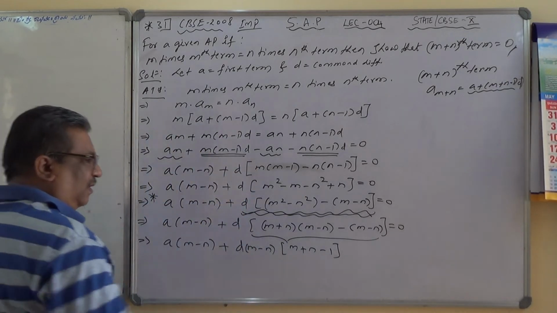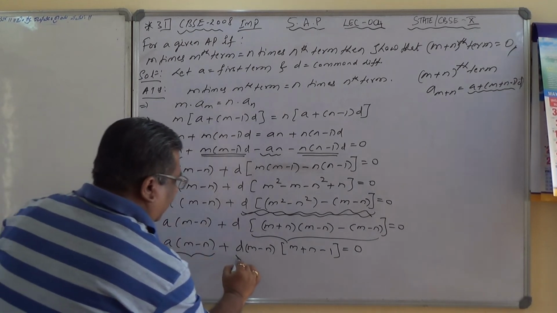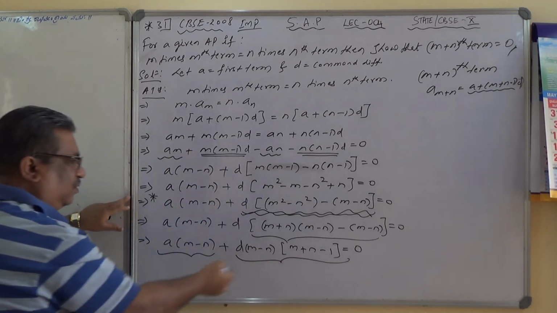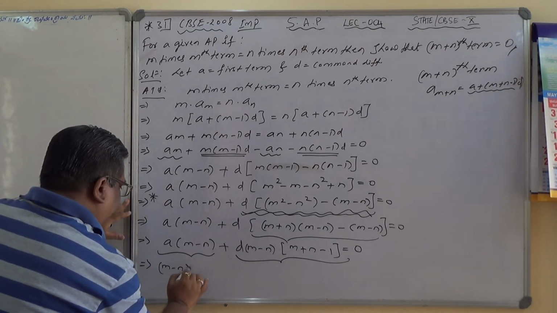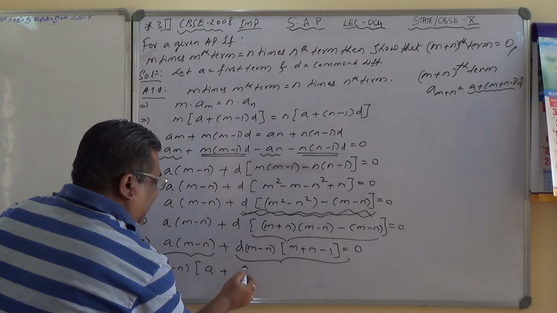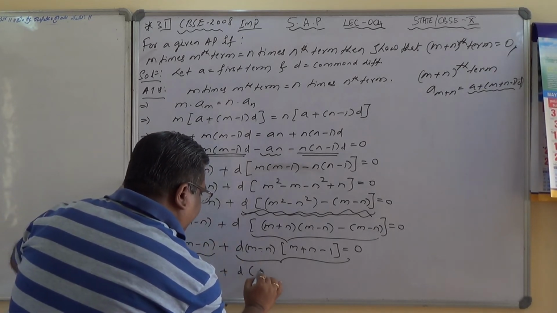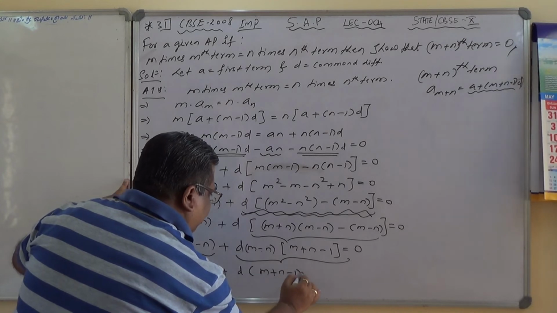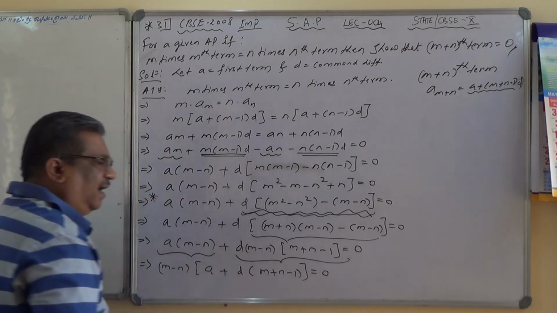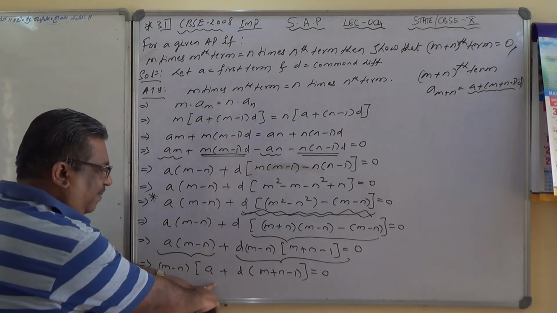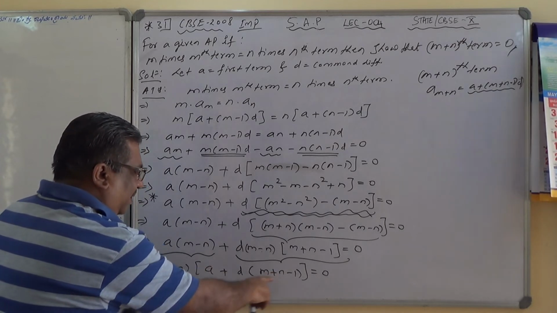I hope you are able to understand. This equals 0 here. Now this is one term and this is another term. Out of these two, what is common? M minus n is common. So I take m minus n into bracket A plus, this m minus n has come out, D into bracket m plus n minus 1 equals 0. Now this m minus n goes this side and it becomes 0. So what I am getting is A plus D times m plus n minus 1. This I will write as m plus n minus 1 times D.